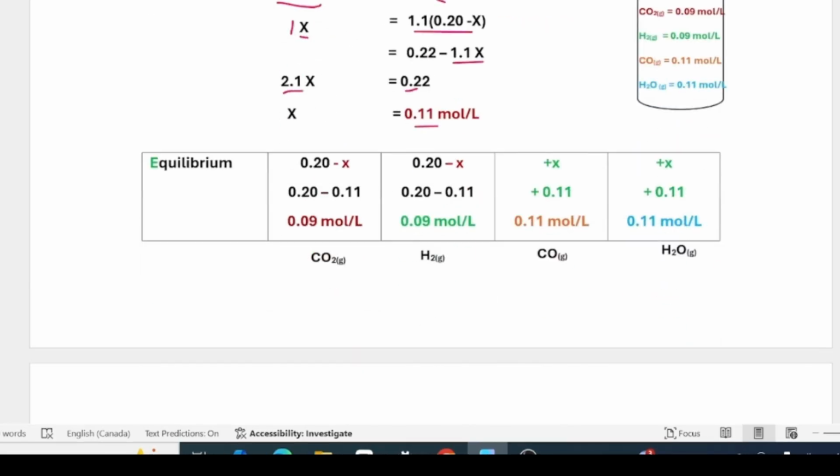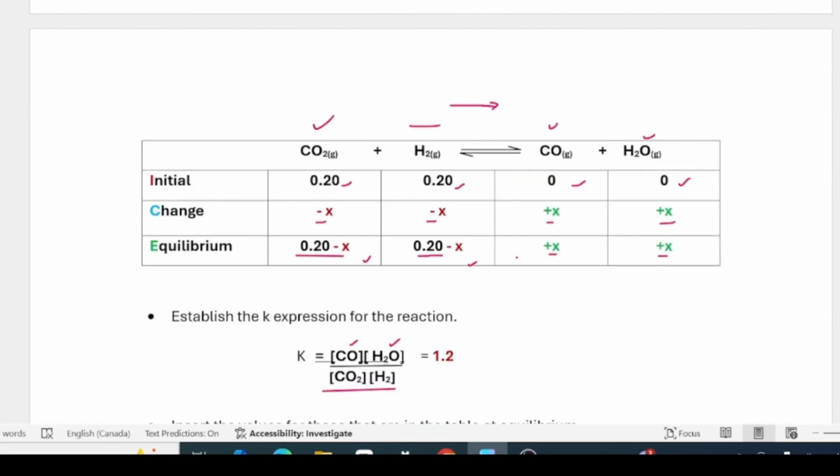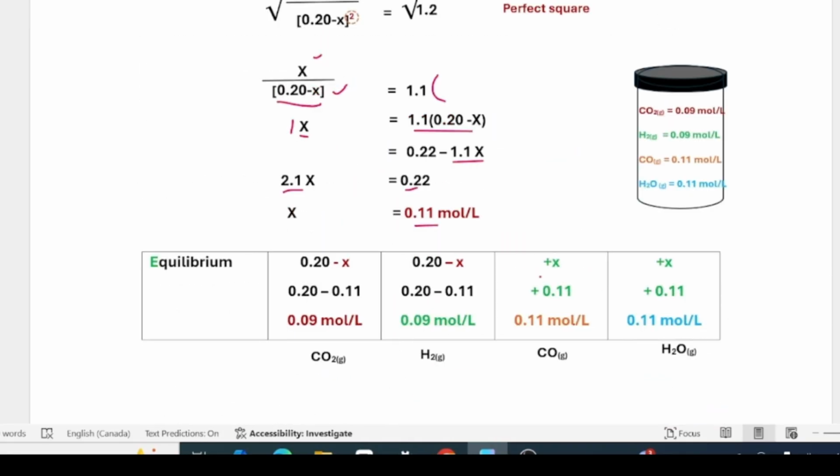Now that we know the value for x, we can find the concentrations for all the species at equilibrium. We'll bring down this part of the table and insert the value for x and see what we have. So here we are subtracting x from that. We end up with this. Same thing here, and this is x here, and that is x here. So finally, we'll have all of these concentrations at equilibrium.